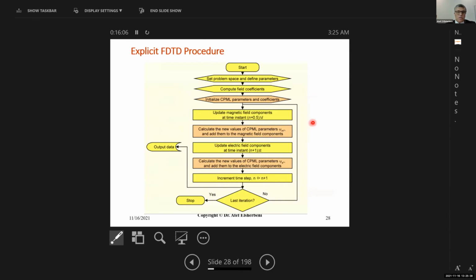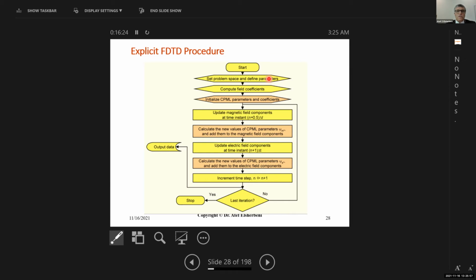So the solution or any program to be written for this kind of analysis starts with the definition of the problem space and defining the parameters. Those parameters are permittivity, permeability, electric conductivity, magnetic conductivity, and sources.